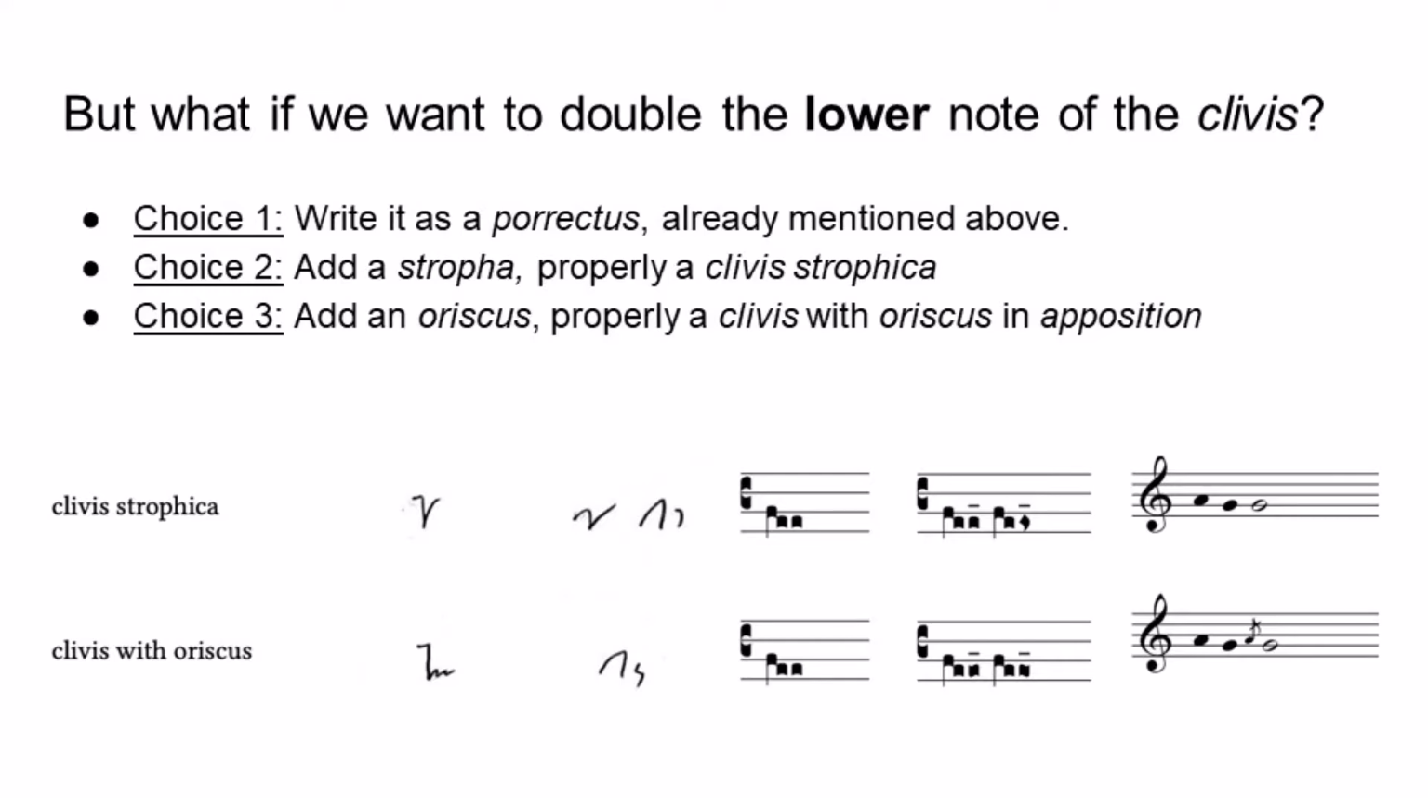1. By writing it as a porrectus, already mentioned above. 2. By the addition of a stropha, properly a clivis strophica. And 3. By the addition of an oriscus, properly a clivis with oriscus in apposition.